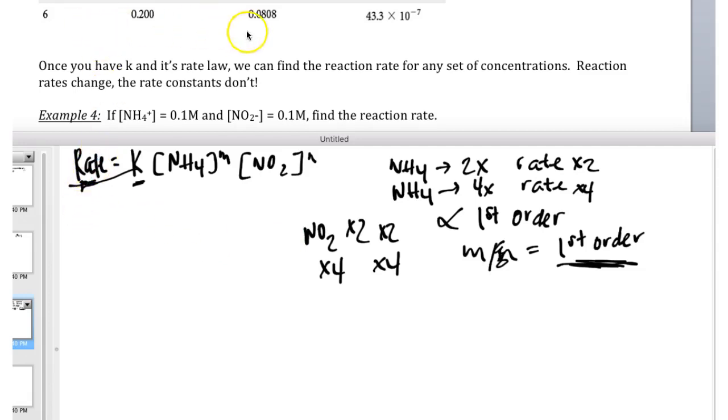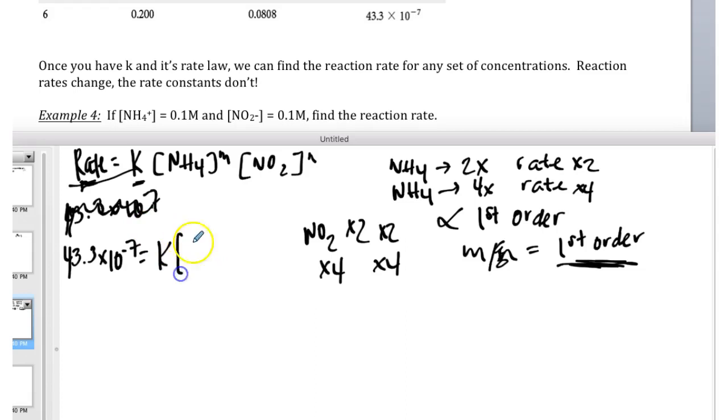So the rate here for 6 is 43.3 times 10 to the negative 7. Oh, let me write again. That's kind of ugly. So 43.3 times 10 to the negative 7 is equal to K. We want to find that because we can't use these 2 numbers until we find K. And we're going to plug in NH4 here, which is 0.2.